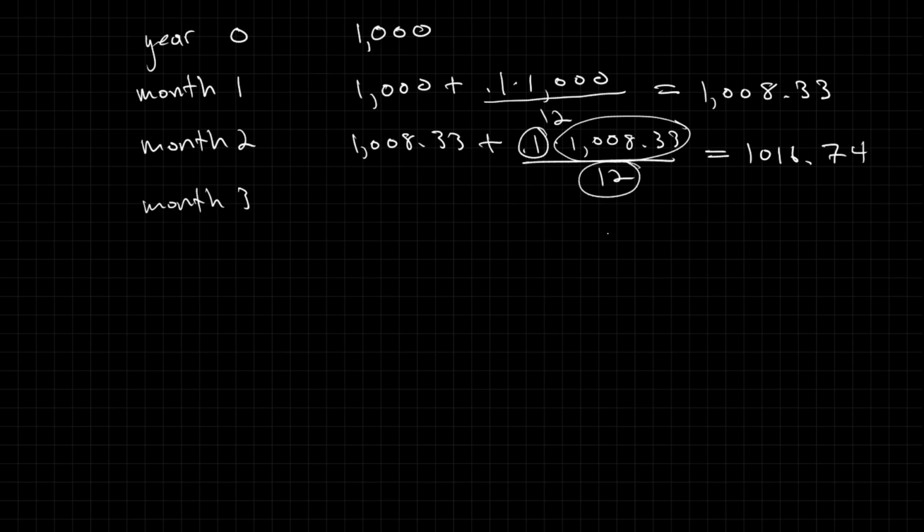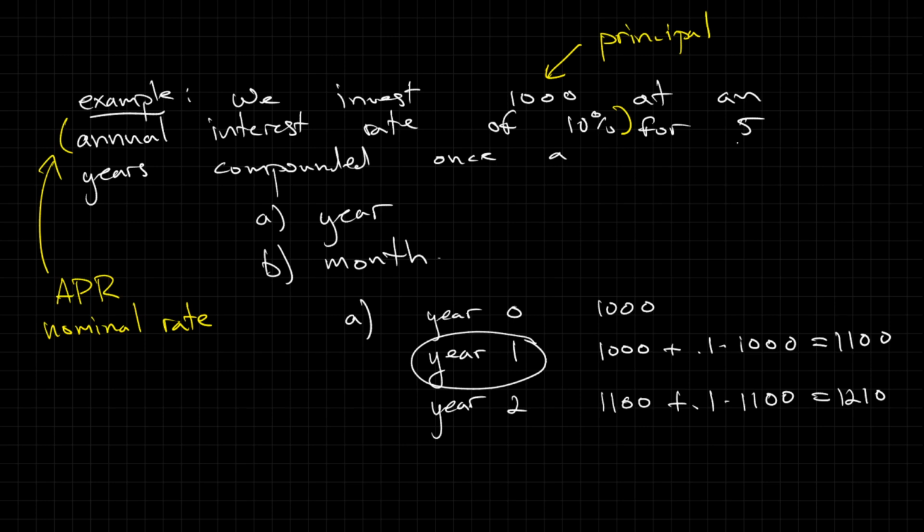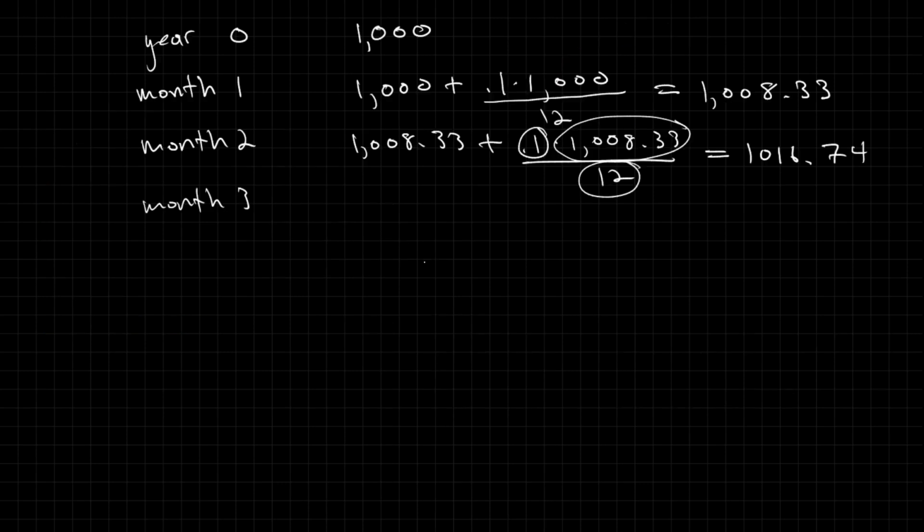So now let's go back to our first example. What if you wanted to know the money that you had after 5 years? Well, you would continue doing this until you got to year 5, and you would have a certain amount here. In the example part B, you would continue doing this calculation month to month until you got to month 60, or in other words, year 5.